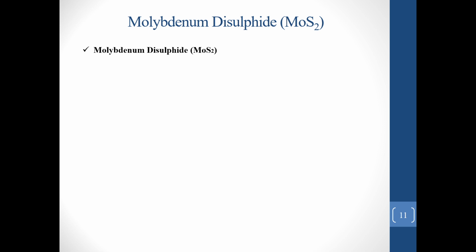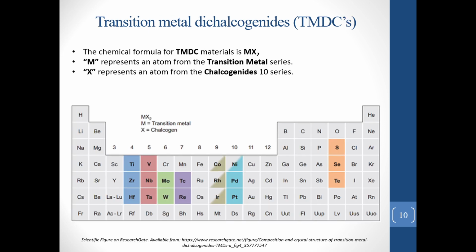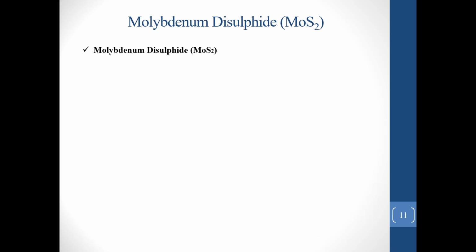Now move on towards one of the TMDs, which is molybdenum disulphide, MoS2, where Mo is the transition metal, and S is the chalcogen atom, and S2. So it becomes a TMD. MoS2 is a TMD.